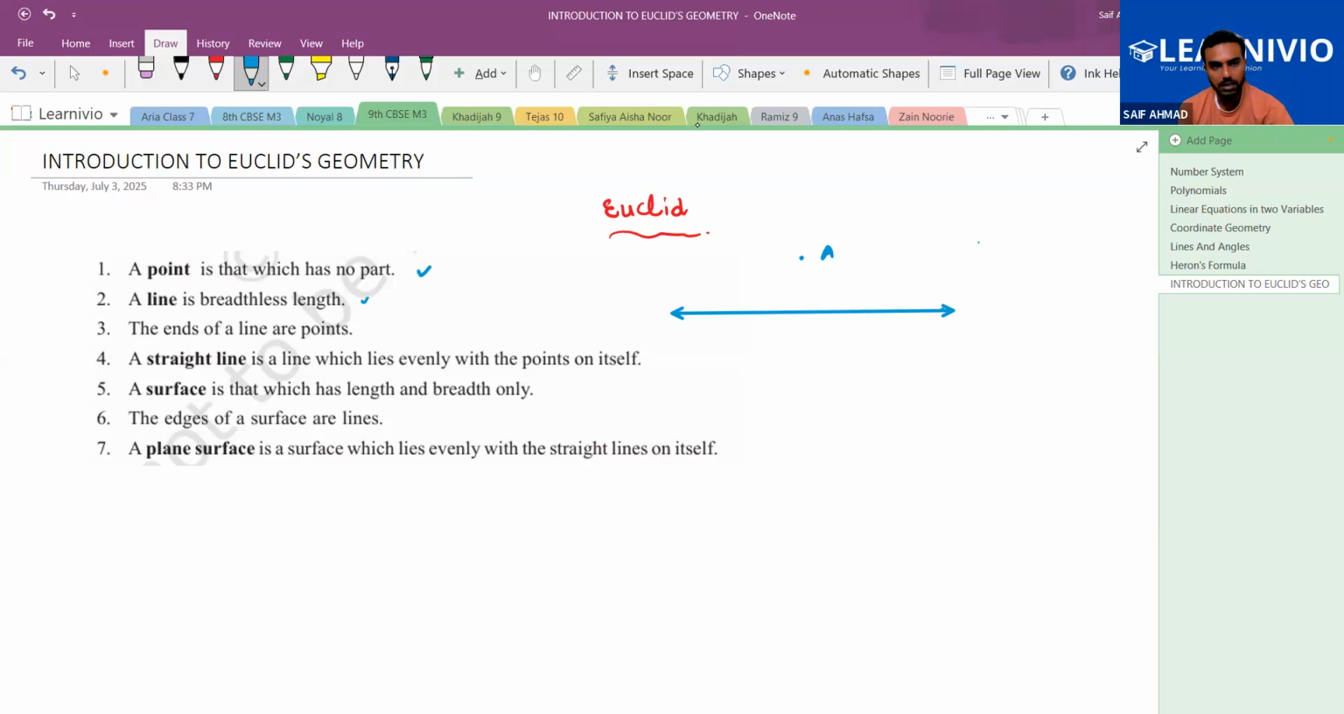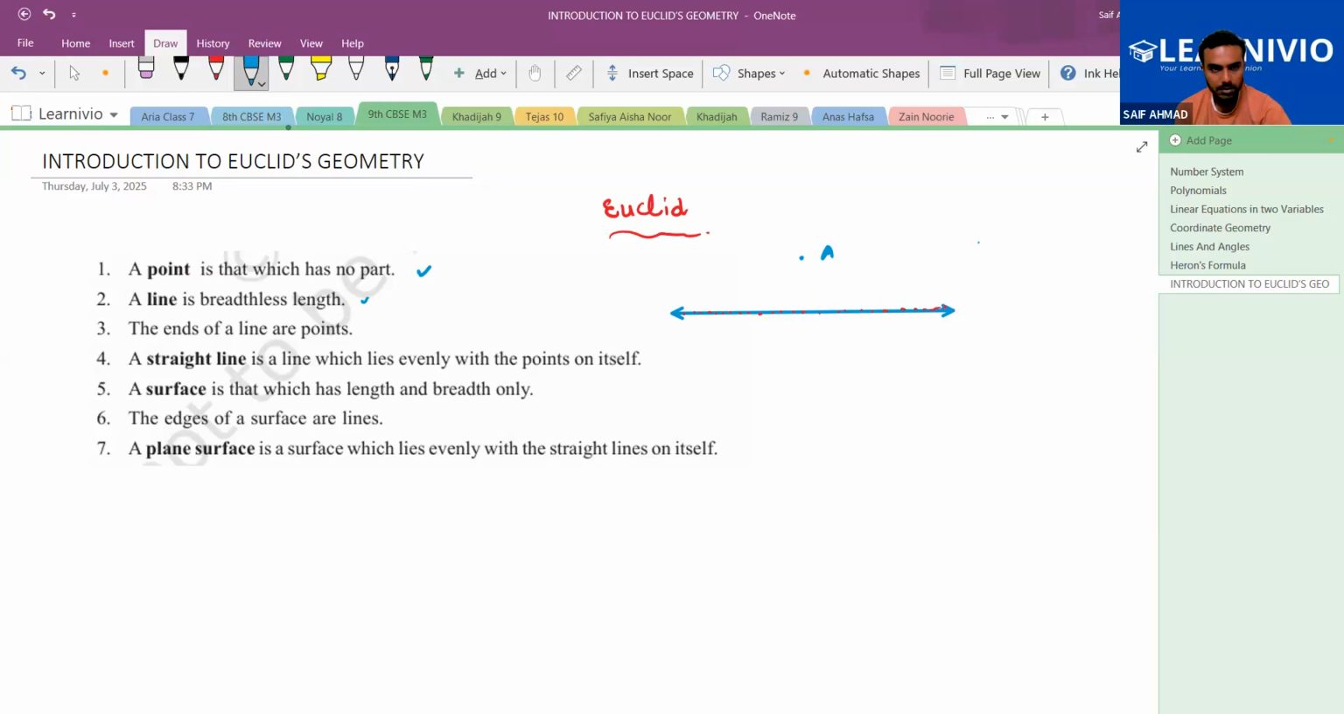Definition number 4: a straight line is a line which lies evenly with the points on itself. So it means on a line there are infinite points. Infinite points on a line. Understood?